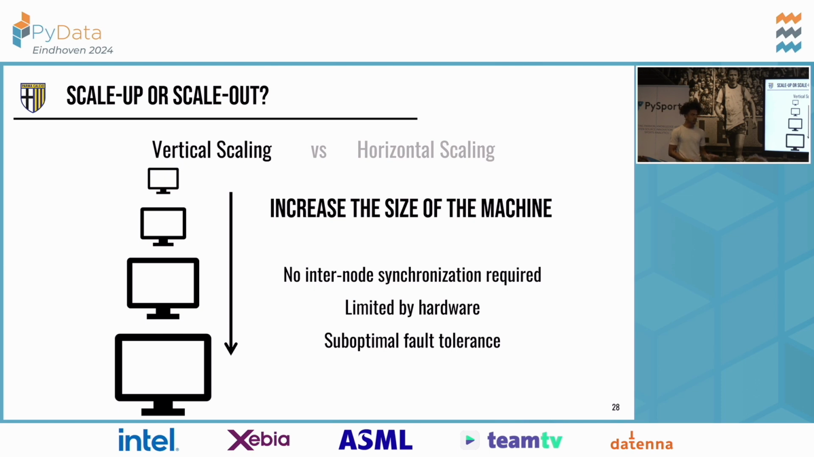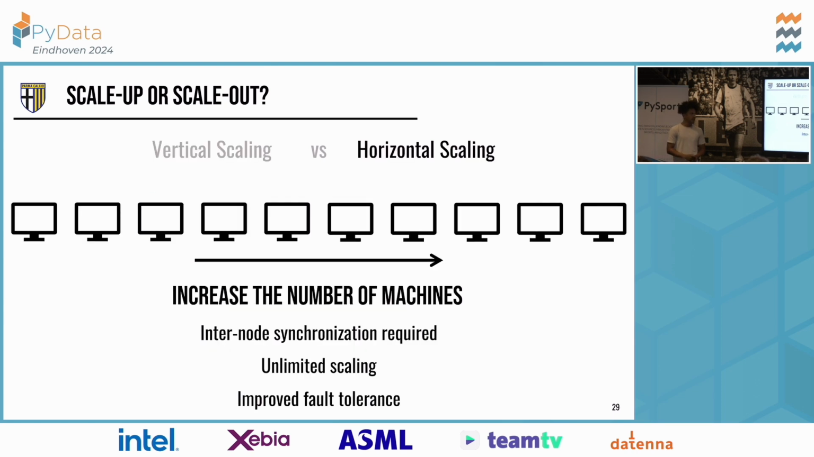So you just keep one machine, which means that you don't have synchronization to do between several machines, but it is limited by the physical resources that your machine can handle. And the fault tolerance is not optimal because it's a single point of failure, meaning that if your machine breaks, you don't have any backup.